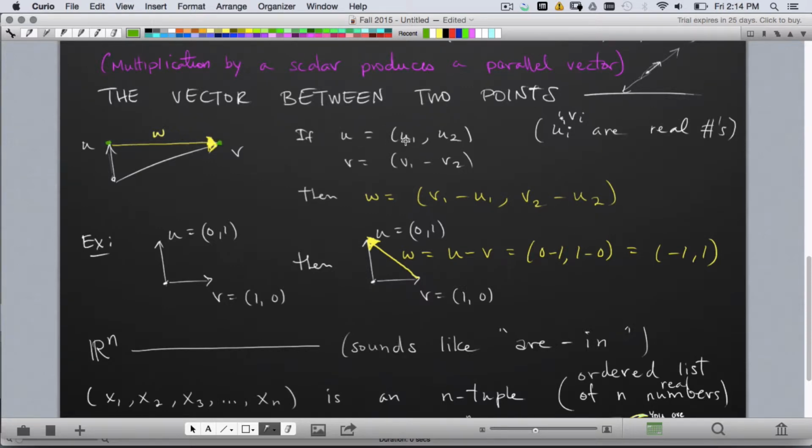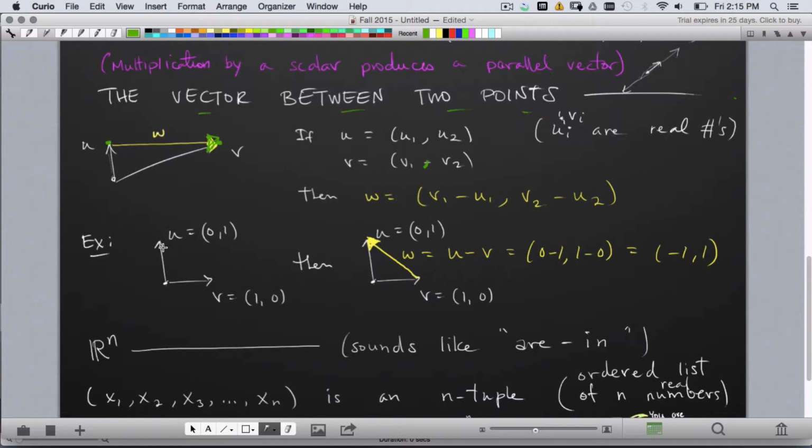So if I have components u1, u2 of a vector u, and components of a vector v, v1, v2, then if we take w, whose first component is v1 minus u1, and second is v2 minus u2, then this vector w will have its endpoint pointing toward v and its origin on the vector u. So this is the vector between 2 points.